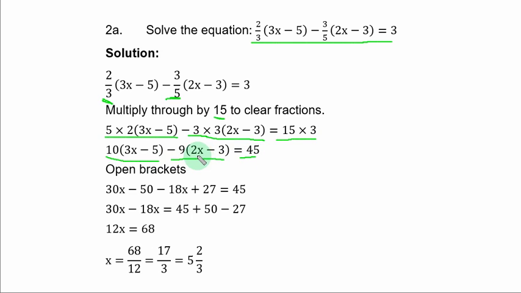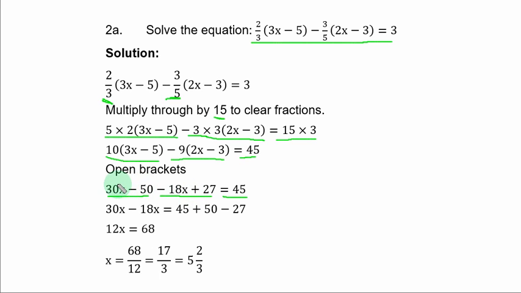Open the brackets. If you use 10 to open 3s minus 5, you have 30s minus 50. Use minus 9 to open 2s minus 3, you have minus 18s plus 27, because minus 9 times minus 3 is plus 27, equal to 45.